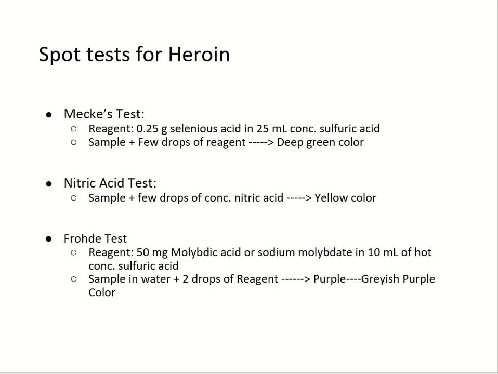The various spot tests for heroin are Mecke's test. The reagent is 0.25 gram selenious acid in 25 ml concentrated sulfuric acid, and it produces a deep green color. Nitric acid test produces yellow color. Froehde test, the reagent is 50 mg molybdic acid or sodium molybdate in 10 ml of hot concentrated sulfuric acid, and it produces a purple color which converts into grayish purple.